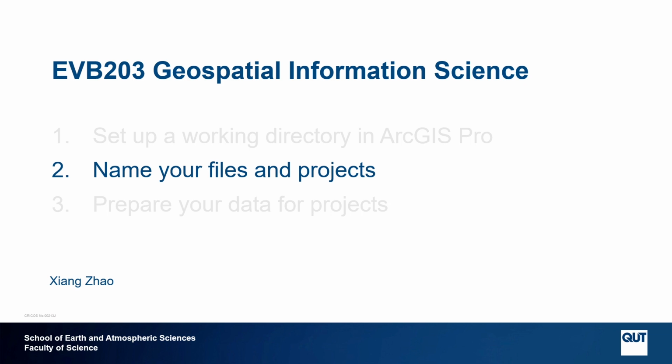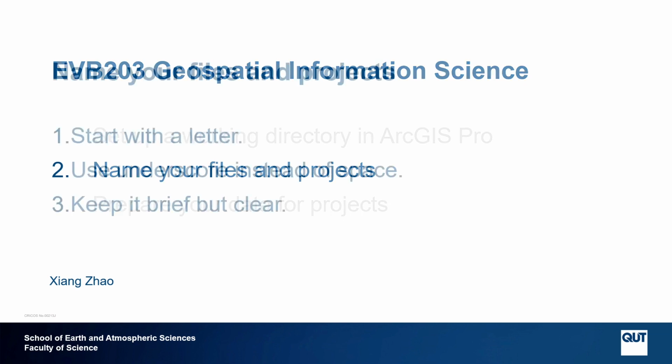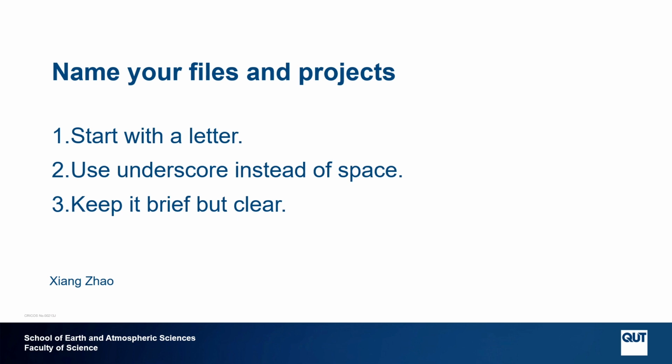Second, how to name your files and projects. Here are some tips. First, start the name with a letter. Do not begin with a number or any other non-alphabetic character. Second, use underscore instead of space. Avoid space or any special characters in the name of your file or project. Including space or other special characters in the folder name may work, but sometimes it can cause some software crash.